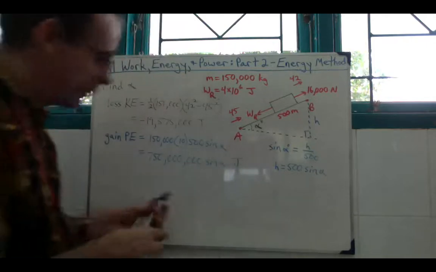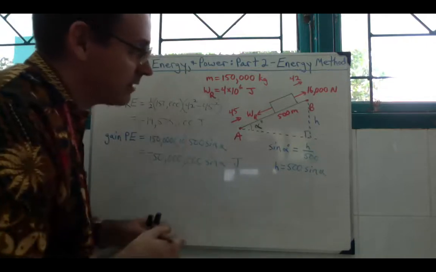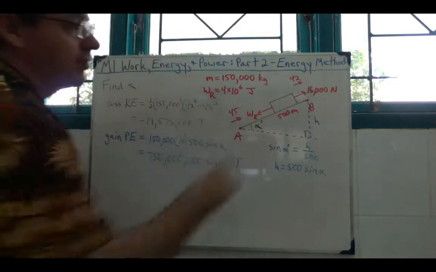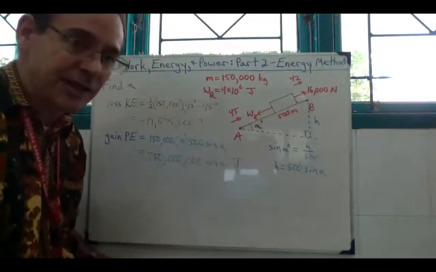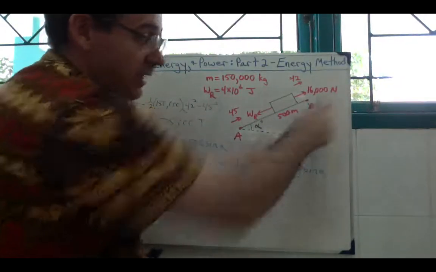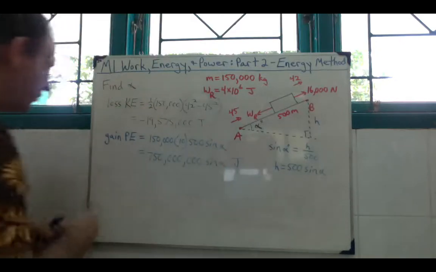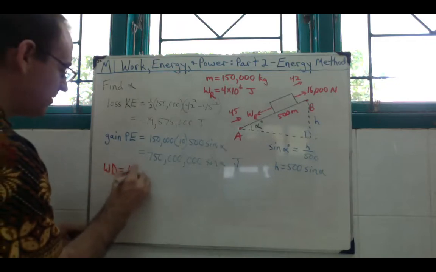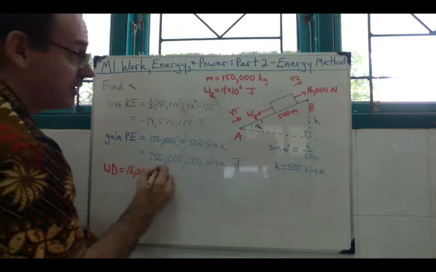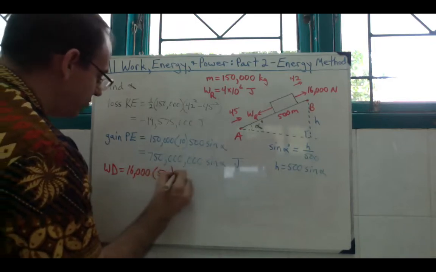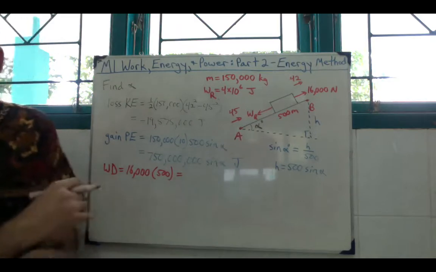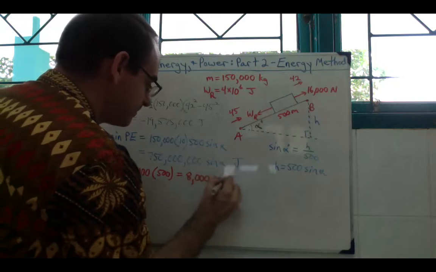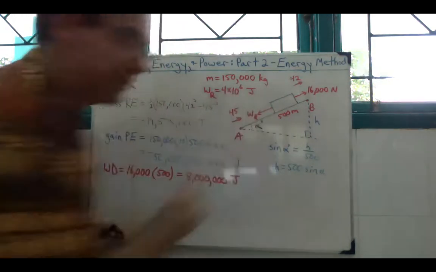Now we want to set up our total energy because we have resistance here. So we have to change our driving force into work. Right now it's newtons, we want joules. So work for our driving force is equal to 16,000 force times distance, 500 meters. And so our driving force gives us 8 million joules. And our work against resistance is already in joules.